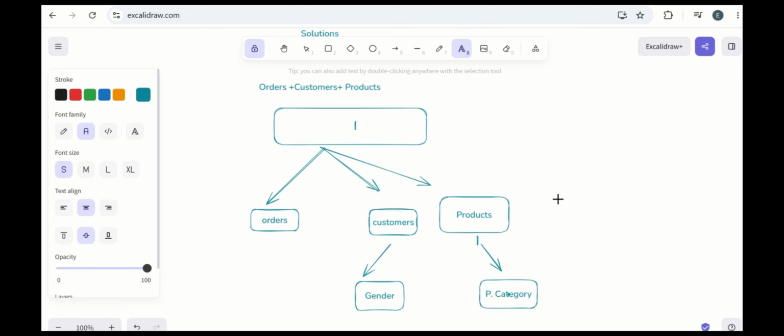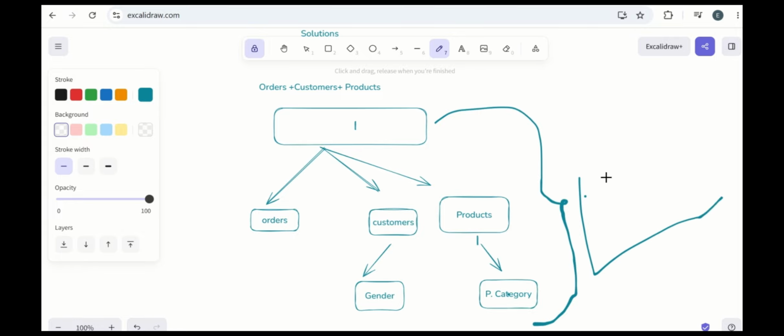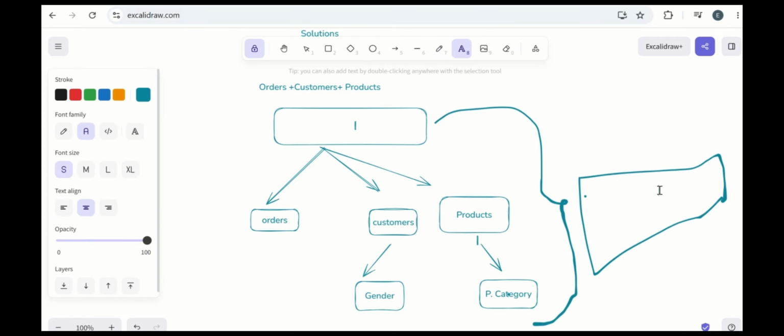So this process of breaking down the tables into smaller tables, so that we can reduce the data redundancy, is what we call data normalization. So let's just write here: this is what we call normalization.